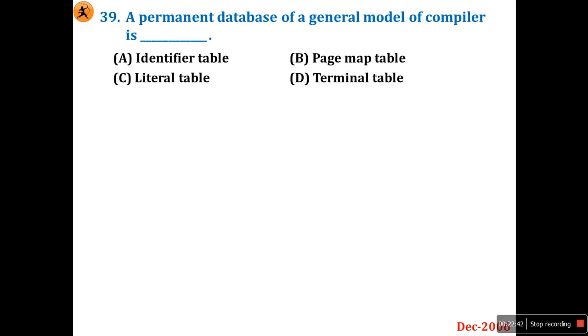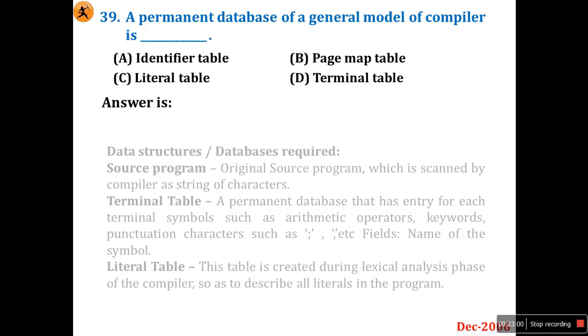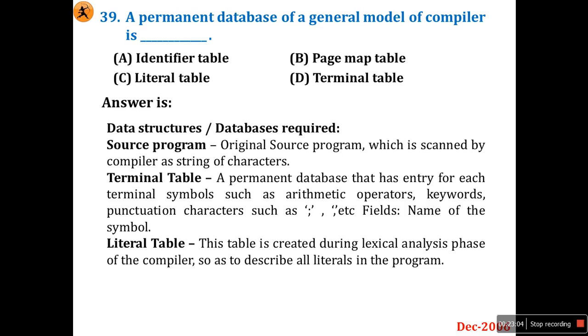Now look at question number 39. Permanent database of a general model of compiler is dash. The options are identifier table, page map table, literal table, terminal table. Okay, now look at what all the tables are, then we'll move to the question. One second. Data structures and databases required. First, the source program: the original source program, which is scanned by the compiler as a string of characters. Then the terminal table, a permanent database that has an entry for each terminal symbol, such as arithmetic operators, keywords, punctuation characters like semicolon, comma, etc.